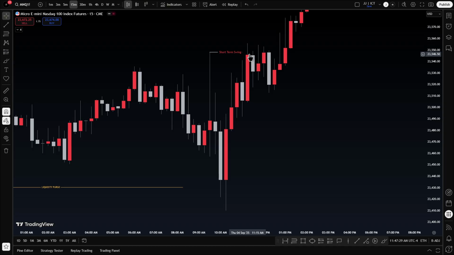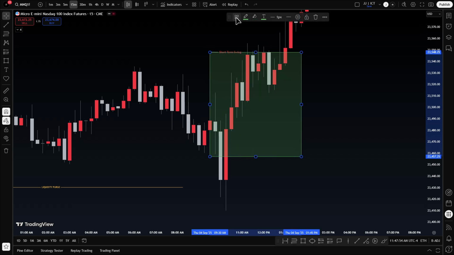The breaker block is the most recent up-close candle, either as the most recent swing or before the most recent swing. So, since the most recent up-close candle is as the actual swing, or as the actual most recent swing, this entire candle here, you're probably like, what? Yes, this entire candle here is the breaker block.